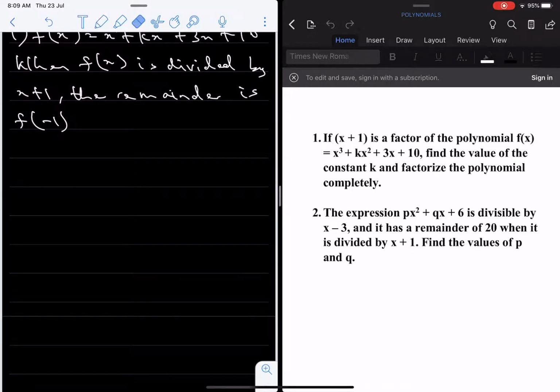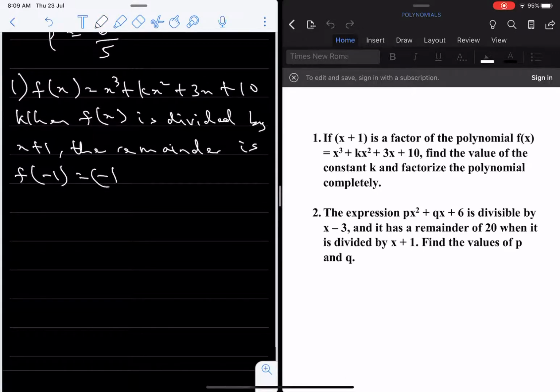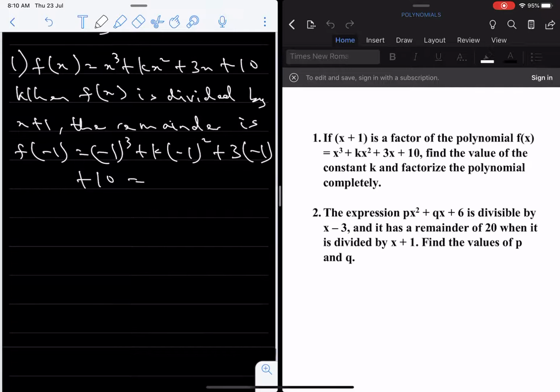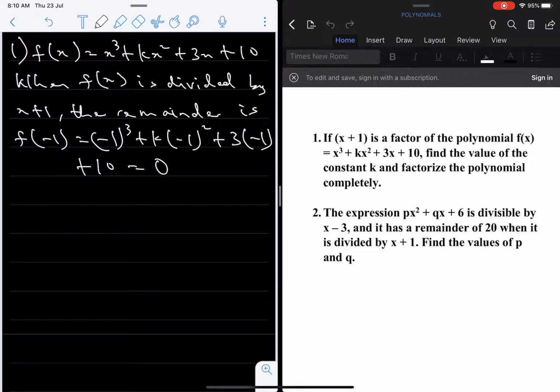The remainder is f of minus 1, which is the same as minus 1 cubed plus k times minus 1 squared plus 3 times minus 1 plus 10. And we know that when a polynomial is divided by a factor of it, the remainder is 0. So that means f of minus 1 is 0. And that simply means minus 1 cubed is minus 1. Minus 1 squared is 1 times k, that's k. 3 times minus 1 is minus 3, plus 10 equals 0.